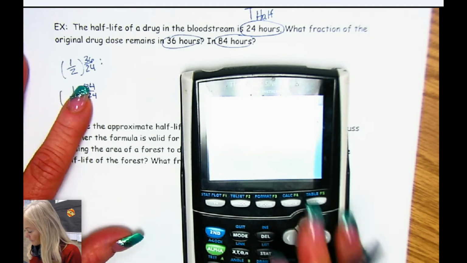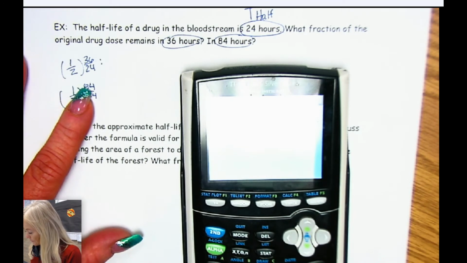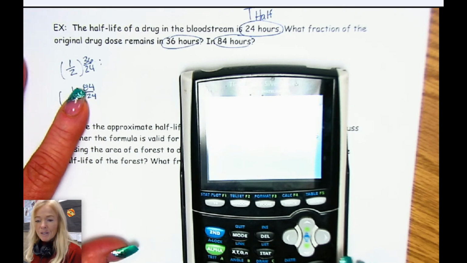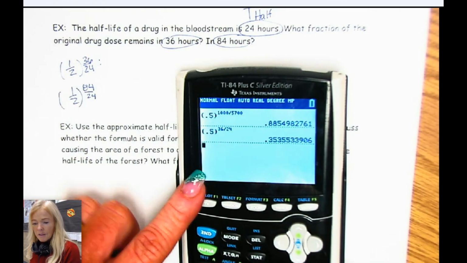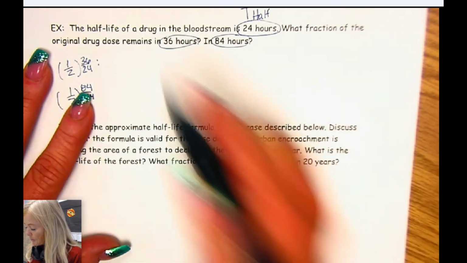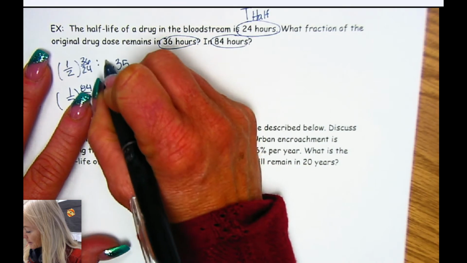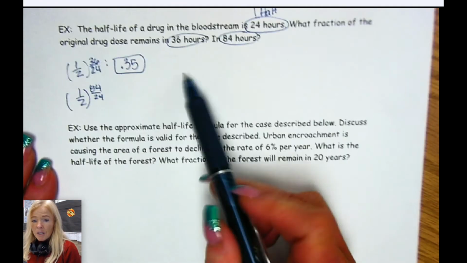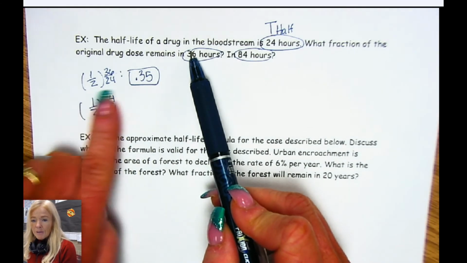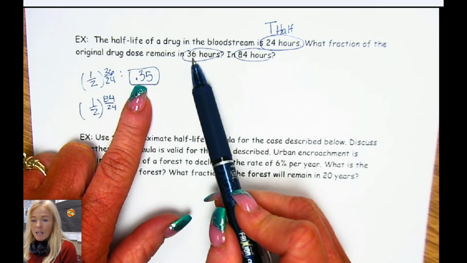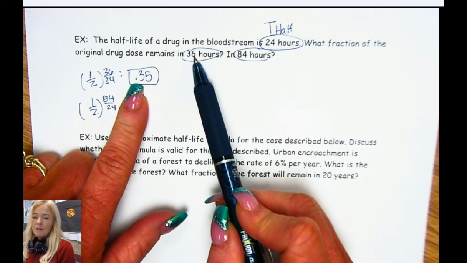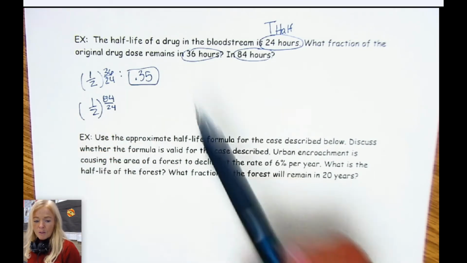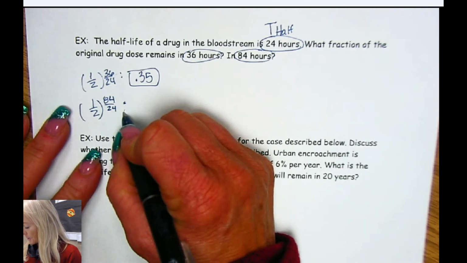So we'll have, again, 0.5, and take that to the power of 36 divided by 24. But I sure miss you guys doing this for me. Oh, can't see it. So 0.35, that's how much remains in the bloodstream after 36 hours have passed. Now, you'll note that when 24 hours have passed, you're going to have 1/2, so 0.5. 36 hours is a little bit more than that, so a little bit more is going to be decaying. And that sounds about right.